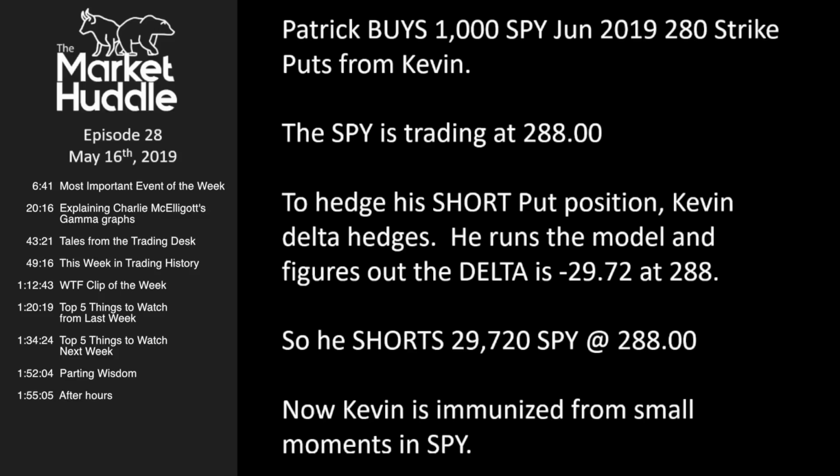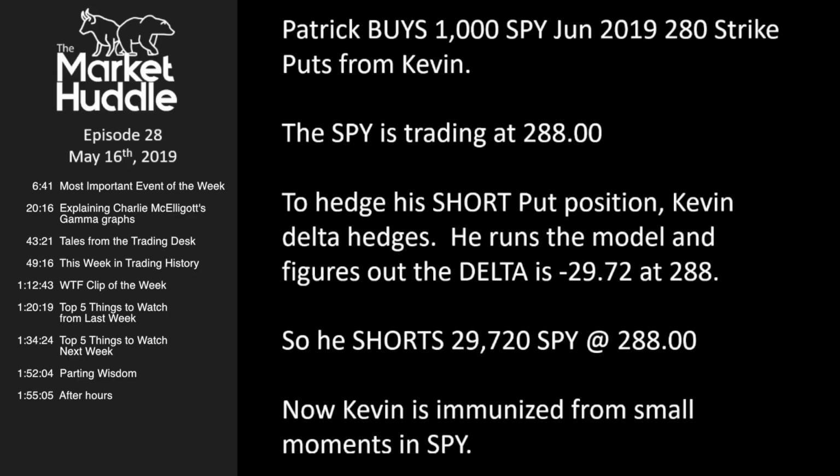So at this point, the SPY is trading at 288. Okay. So to hedge my short put position, because Patrick's bought it, I've sold it to him, I have to delta hedge. So I go put it into my model and I figure out the delta. And the delta is minus 29.72 at $288 on the SPY.